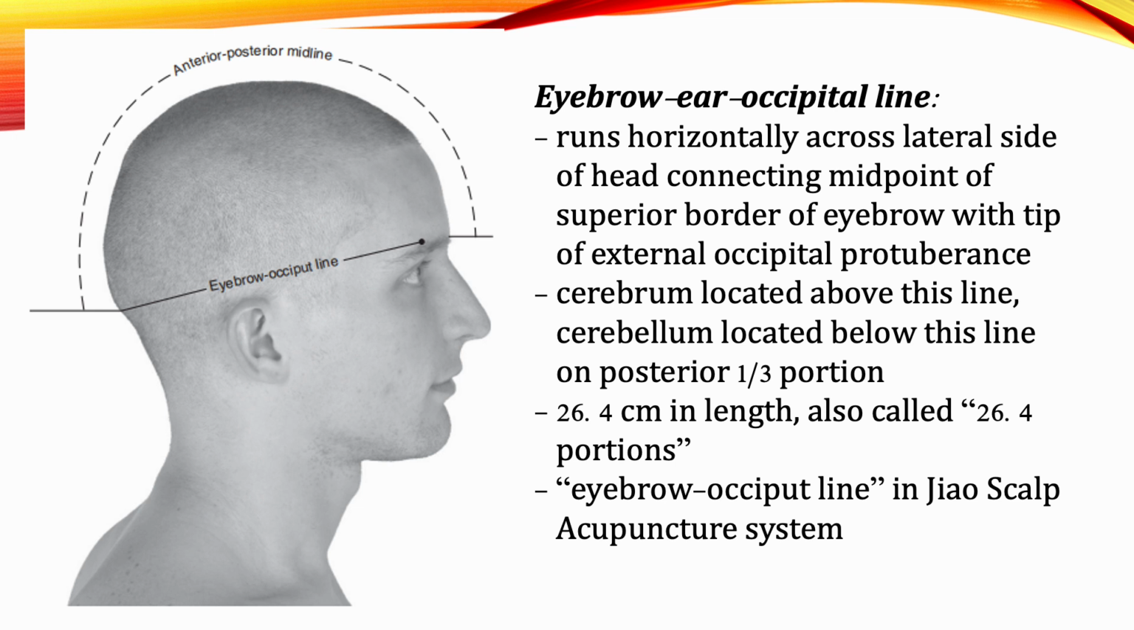Second is the eyebrow-ear occipital line. This line runs horizontally across the lateral side of the head, connecting the midpoint of the superior border of the eyebrow with the tip of the external occipital protuberance. The cerebrum is located above this line, and the cerebellum is located below this line on the posterior one-third portion. In most adults, this line is about 26.4 centimeters in length and is also called the 26.4 portions. It is called the eyebrow occiput line in the Jiao scalp acupuncture system.